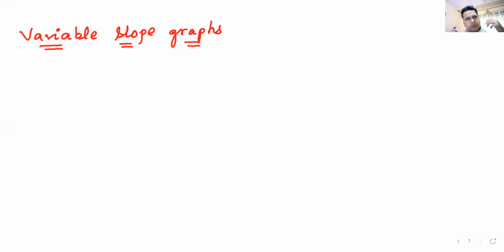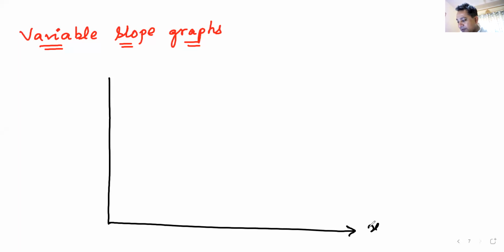Okay. Let us draw any random graph. So what I'll do here is first draw a standard axis. I hope you have understood that I do not have to draw graphs in different coordinates. I can draw it in the first quadrant and you will be able to understand whether it's a positive slope or negative slope, right?